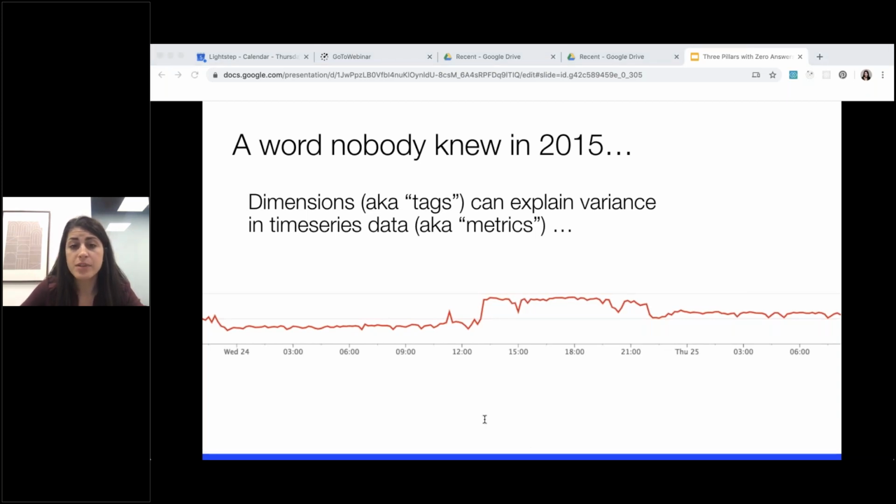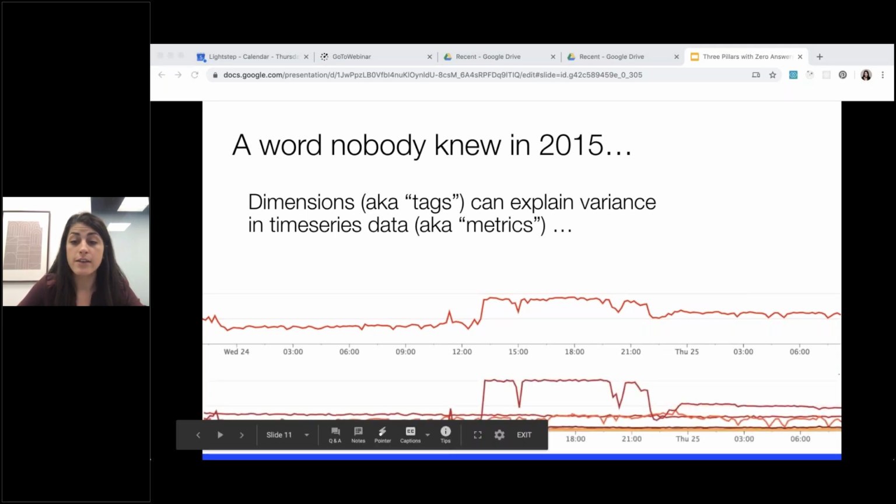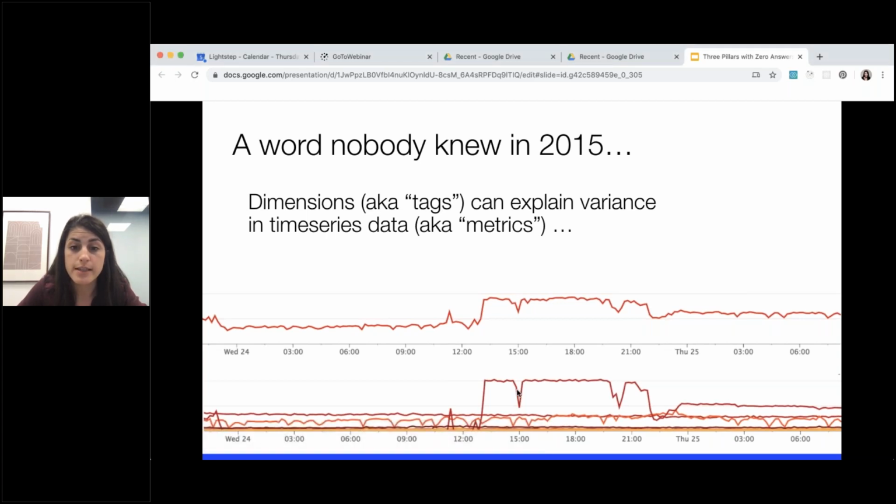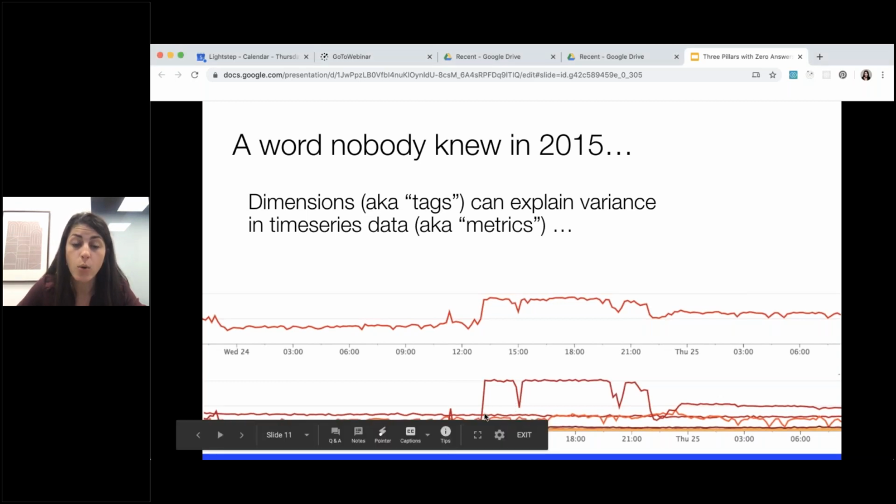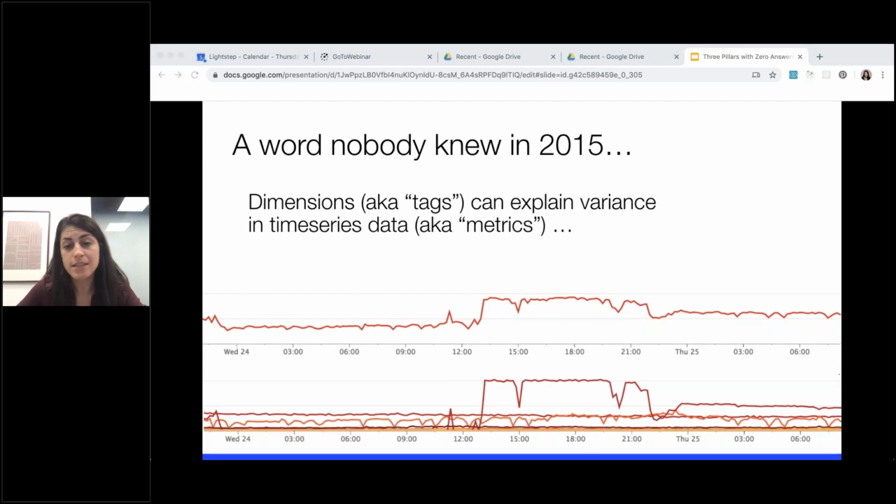We also have this concept of tags or dimensions, which can help explain variance in time series data. And so you can group by that tag and get a new set of lines. And each line here represents a different tag value. And so then you can quickly identify that one of the tag values is highly correlated with that anomaly. This doesn't give you the root cause necessarily of the anomaly, but it gives you pretty useful information. And so this is really a great way to debug a regression through metrics.